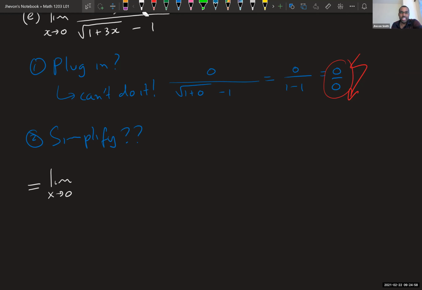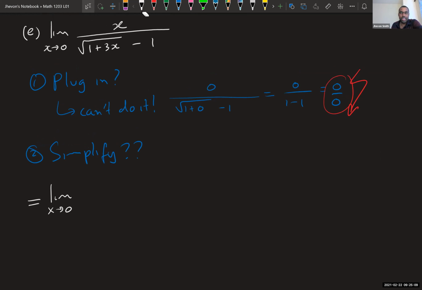What is that thing that she's thinking about? Does anyone remember what it's called? The conjugate. So she's thinking about the conjugate. Now, what is the conjugate of that guy? I think it's the square root of 1 plus 3x plus 1. Plus over minus 1. Yeah. Right.